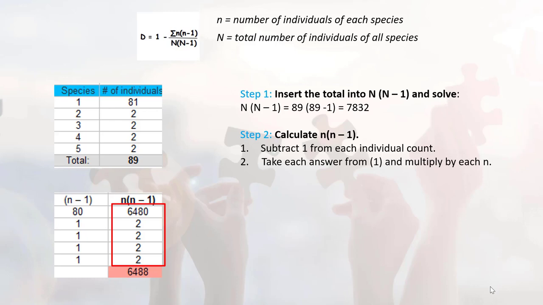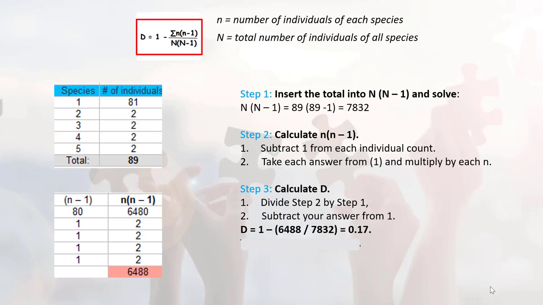The last step is to divide our answer from step 2 by the answer from step 1. And according to the formula, we want to subtract that from 1. That gives us 0.17. The diversity index for this particular set is 0.17.